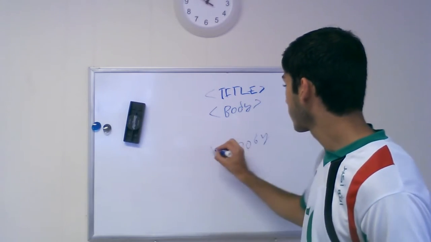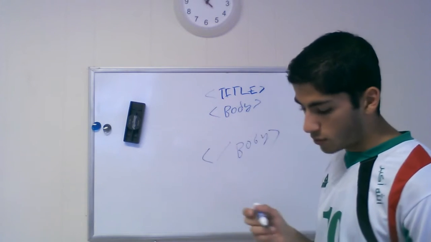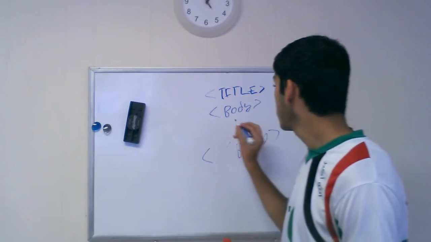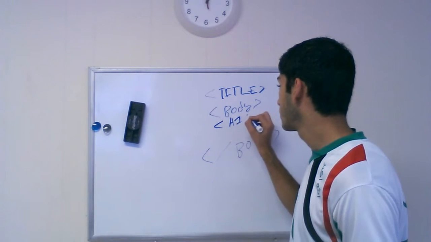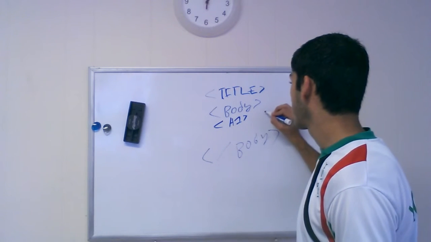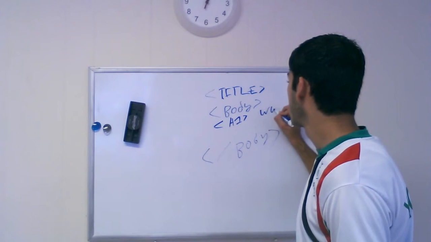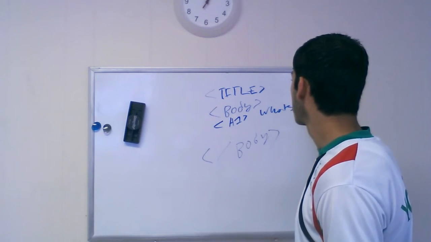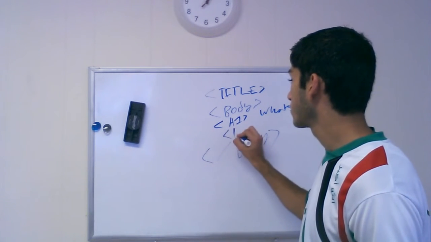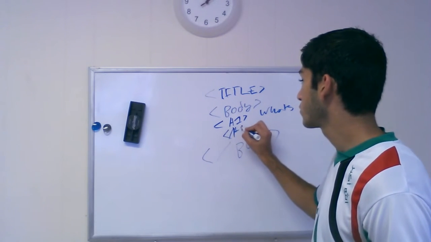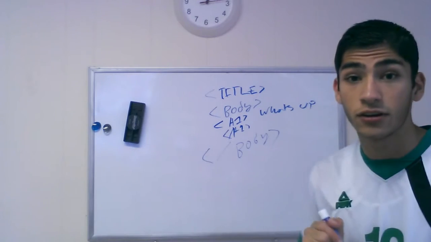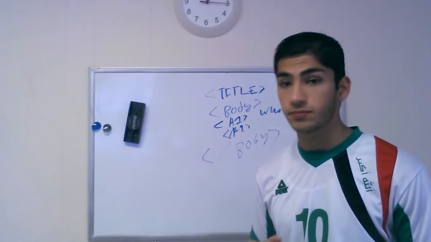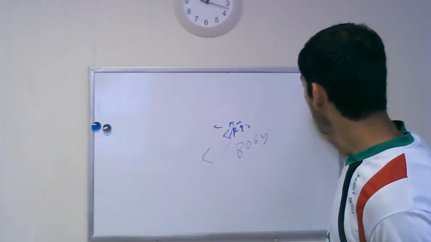So under body, that's where you put in the header. So in the body of the page, you're just going to write H1, and you're just going to say, "What's up?" And then you just close it, /H1. And that's basically how you do the header of the page. Alright.